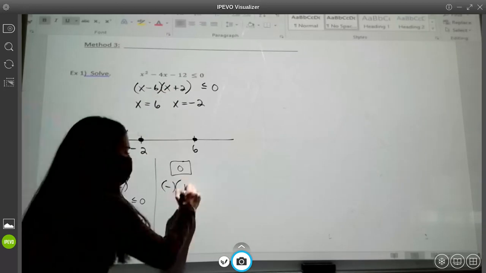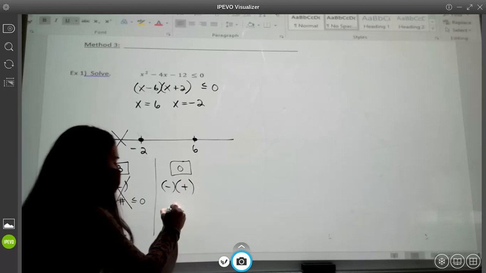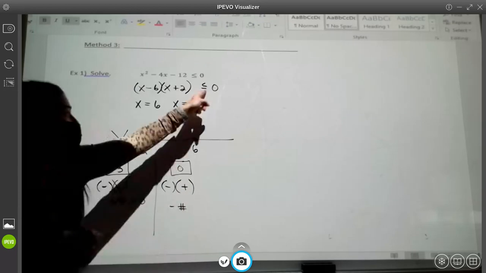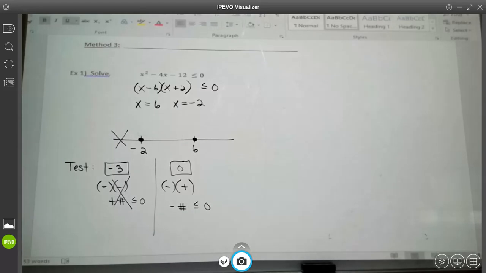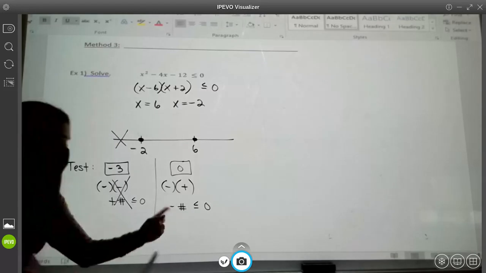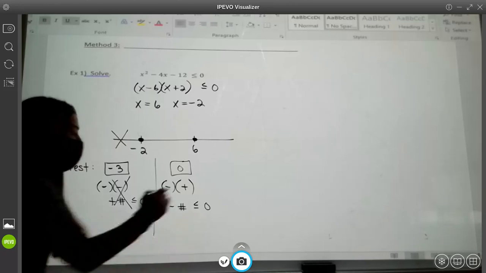Is a negative number going to be less than or equal to 0? Yeah, these are good guys. A negative number will make this true. A negative number will be a number less than or equal to 0. So these are good guys. So we have answers in between negative 2 and 6.